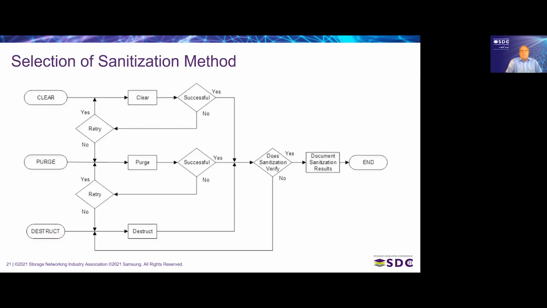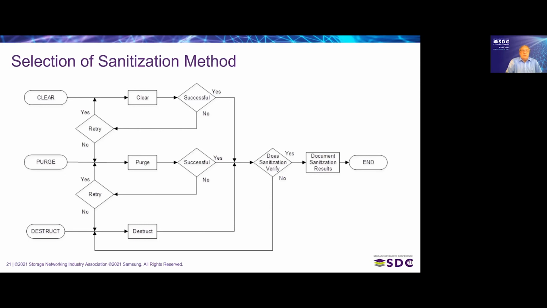All right, so when selecting sanitization methods, since we've talked about clear, purge, and destruct, this little flow chart is a crude representation of what you worry about. Depending on your choice, if you decide clear is adequate, you look at your options for doing a clear. If there is one, you execute it, and then you check to see if it was successful. If it wasn't, you have to decide, is there another alternative for clear? If not, then you probably want to move to something like purge, and then you repeat that process.